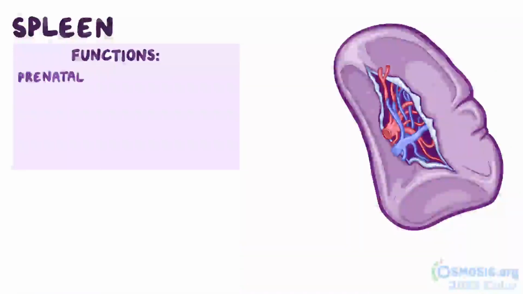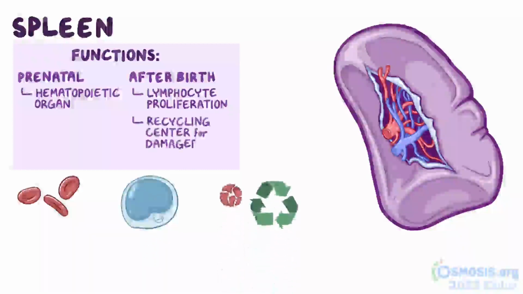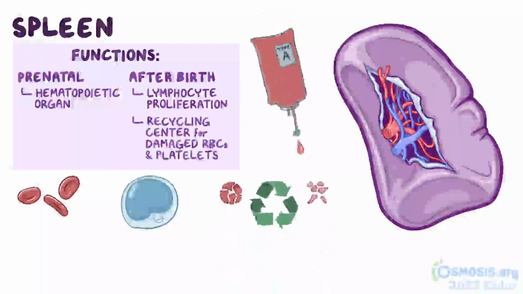Alright, let's begin with the spleen, which has a few different important functions. Prenatally, it functions as the hematopoietic organ, which means that it makes fetal blood cells. After birth, the spleen is like a hub for lymphocyte proliferation, as well as a recycling center for damaged red blood cells and platelets, and a blood reservoir, from which backup blood can be pumped into circulation after significant hemorrhage. For this reason, we think of our spleen as our own personal blood bank.